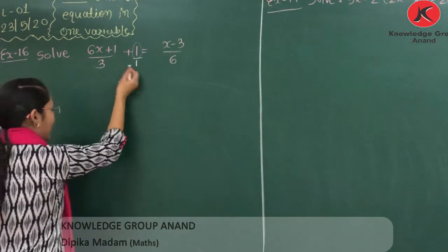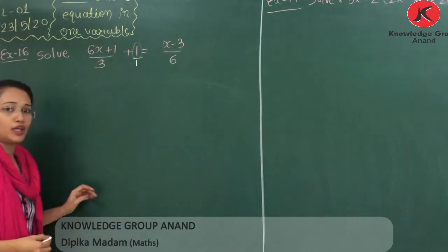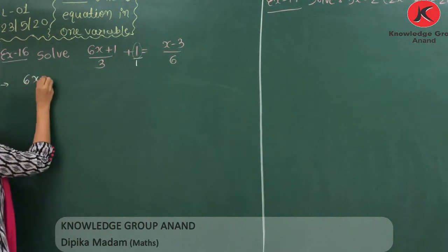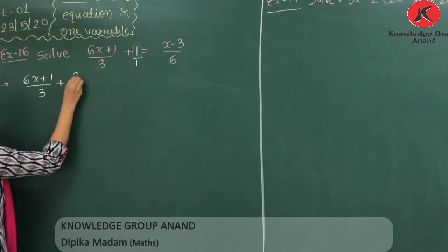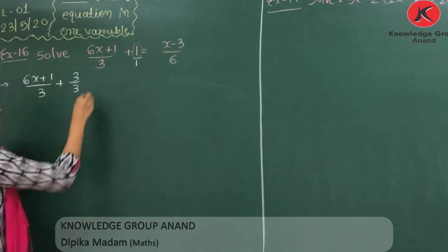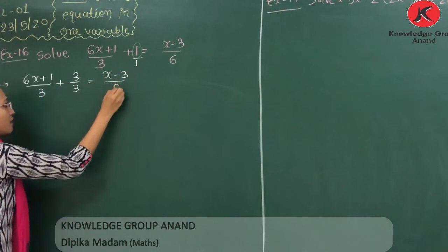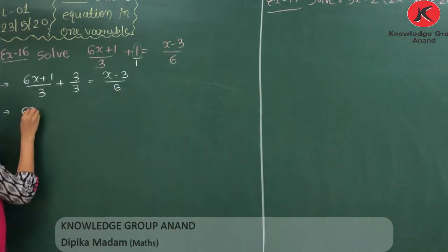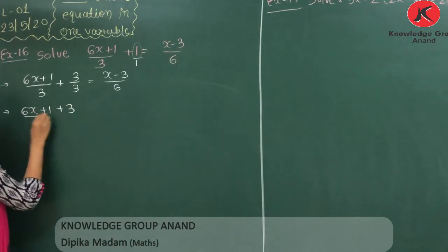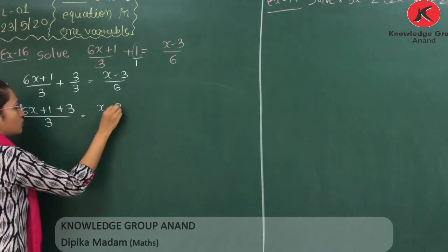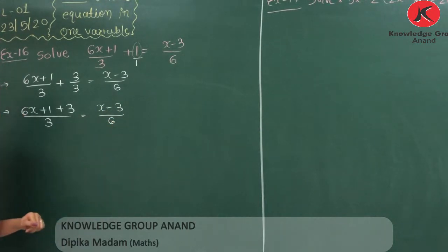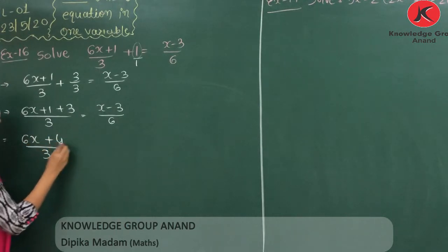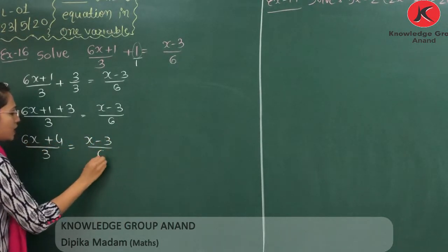So how? Here the LCM is 3, so 1 is multiplied with 3 in the numerator and 3 in the denominator. So we will get (6x + 1)/3 + 3/3 = (x - 3)/6. Now here the denominator is 3, so we can write (6x + 1 + 3)/3 = (x - 3)/6. Okay, now it is (6x + 4)/3 = (x - 3)/6.